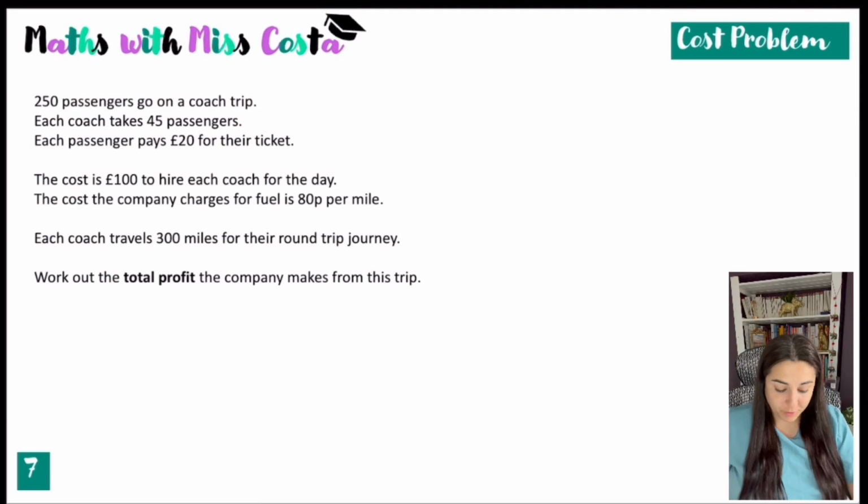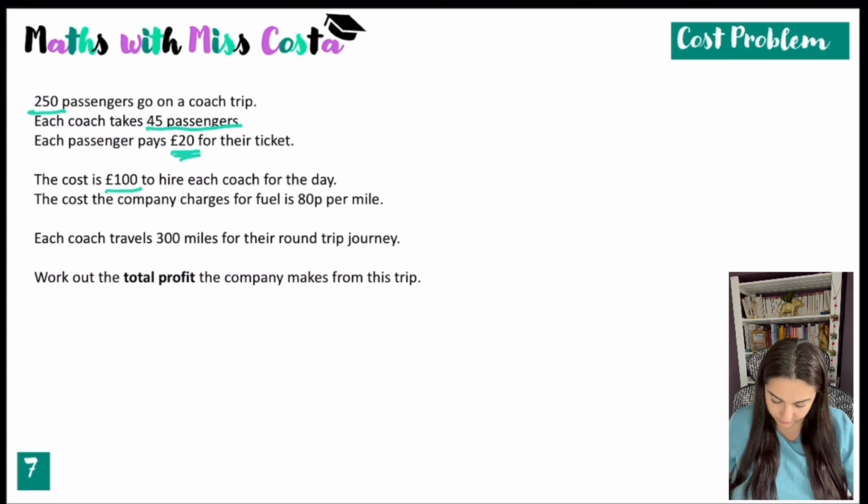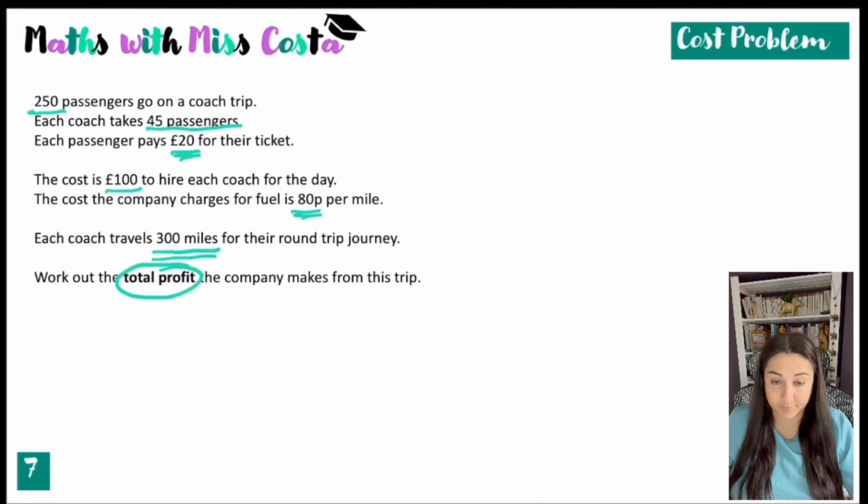Okay, so a cost problem over here. We've got 250 passengers go on a coach trip. Each coach takes 45 passengers. They each pay £20 for their ticket. And the cost is £100 to hire a coach for the day. And the company charges 80p per mile. Quite pricey. Each coach travels 300 miles for their round trip journey. Work out the total profit the company makes from this trip.